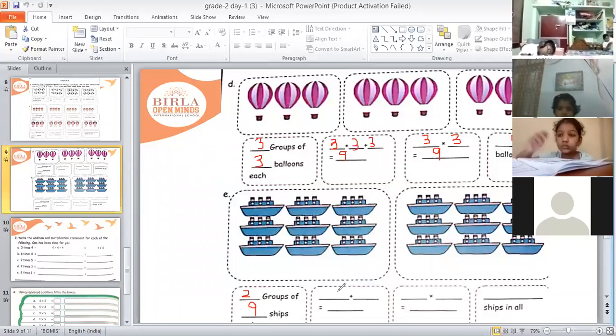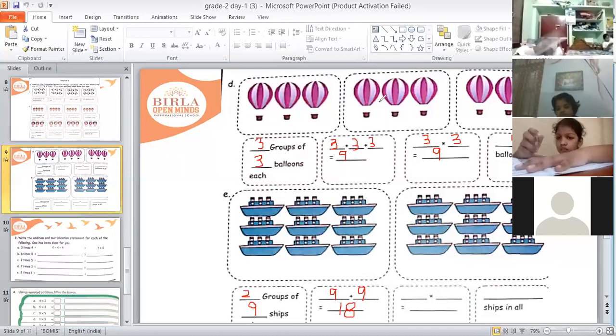Fine. Okay, now tell me, P Shreyan, which number are we repeating? 9. Yeah, we are repeating number 9 here. So we will write here 9 plus 9. Okay, very good. Now tell me total how many ships are there? 18. Very good. So after equal to sign, we will write here 18. That's correct. Very good, P Shreyan. Thank you so much.